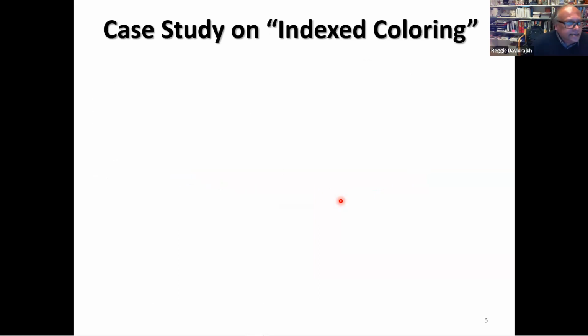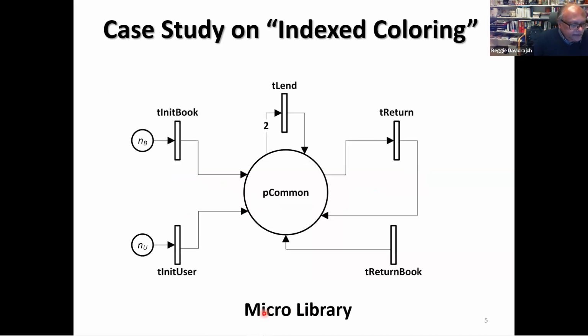As an example, as a case study, my paper talks about a micro-library. Here we have a micro-library. There are some library users, and there are some books. So this is the PetNet model. First, we introduce the users one by one, and then we introduce the books one by one into the micro-library community. Then the users can borrow a book one by one.